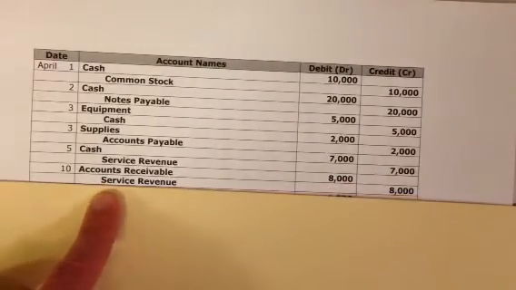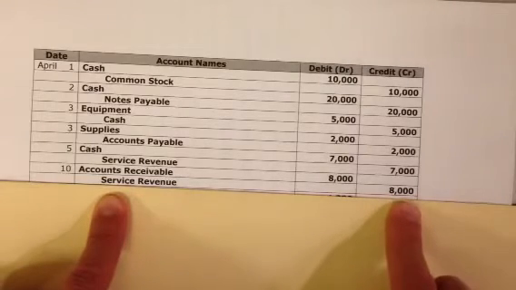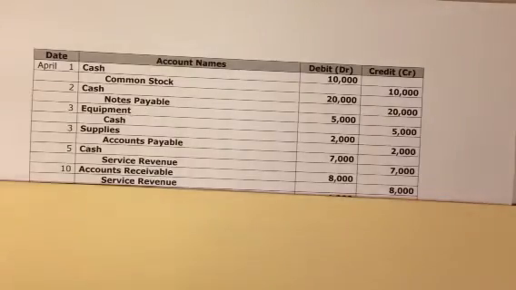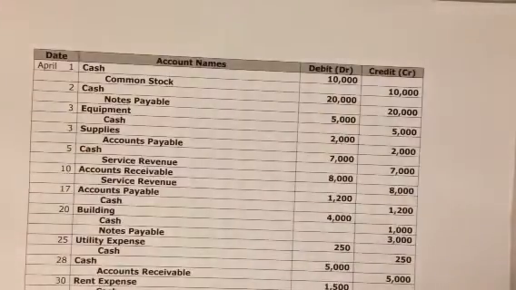And again, we are crediting service revenue by this $8,000 because we have earned that money. We haven't received the cash yet, but we've earned that money. So we've credited service revenue for $8,000.